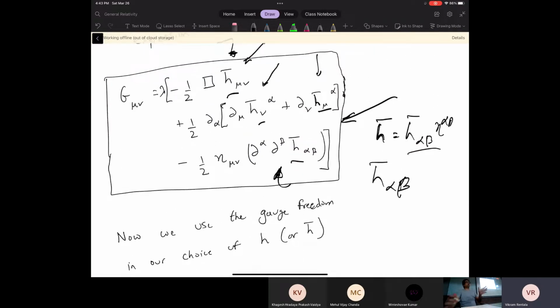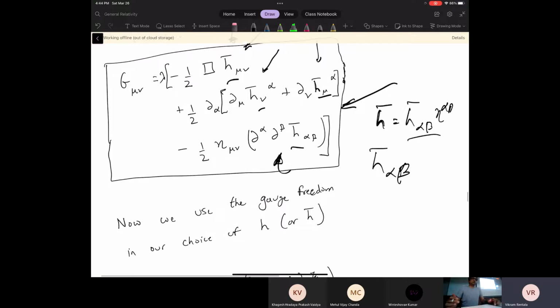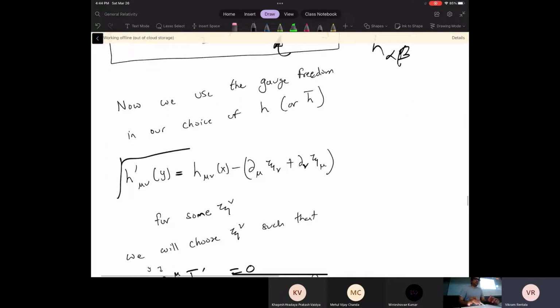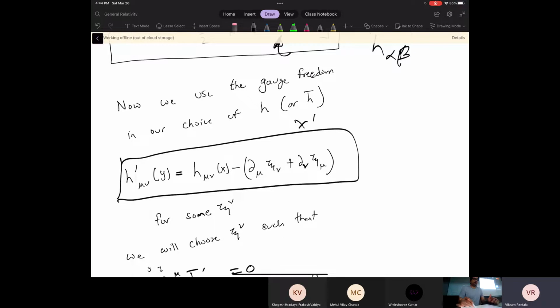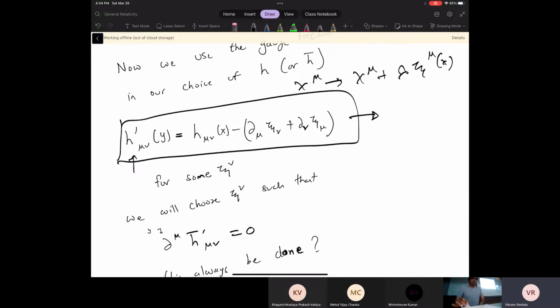Now remember that we have still not used the freedom that we had in choosing our coordinate system, the small changes in our coordinate system that we could have made. We have not used that freedom yet. So we'll use that freedom now to simplify the wave equation further. Remember that this is the general freedom that we had. We could always switch coordinates from x mu to x mu plus lambda times psi, and this leads to a change in the metric or the perturbation h mu nu of this form.